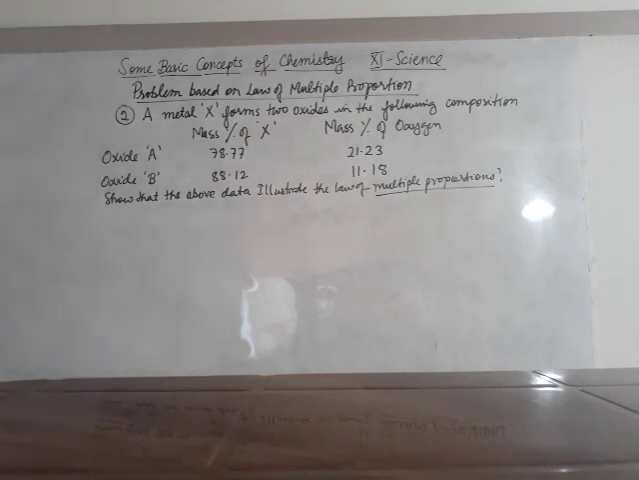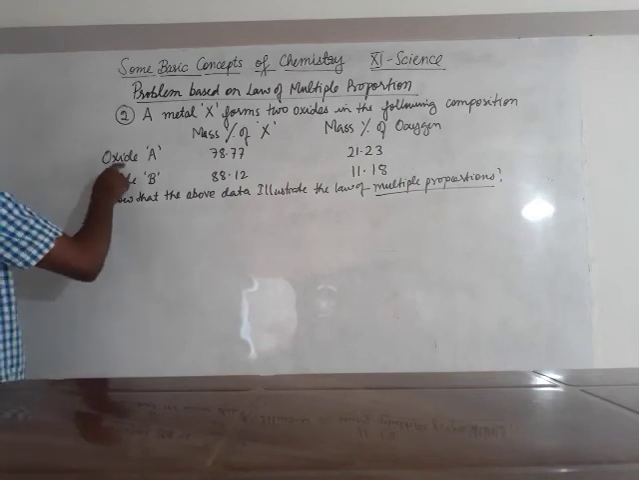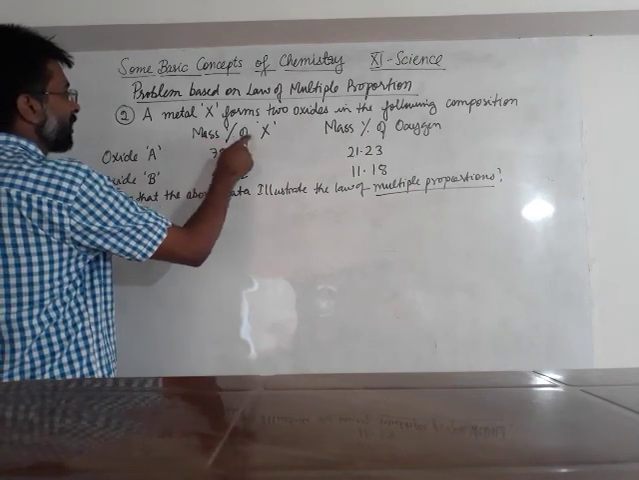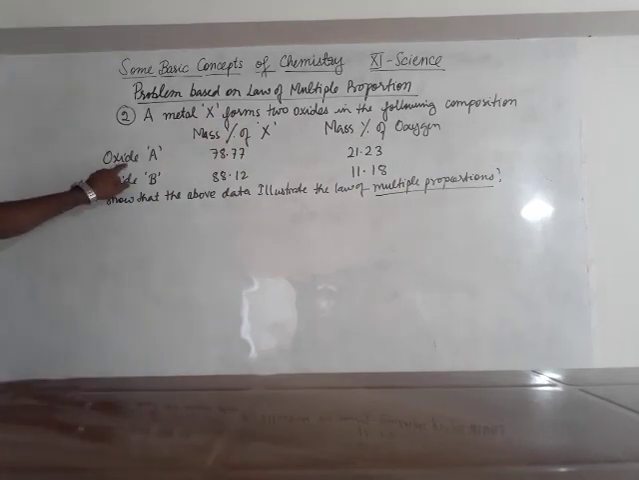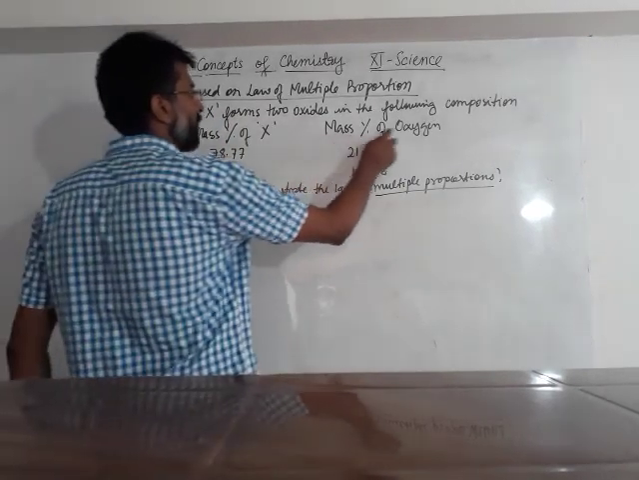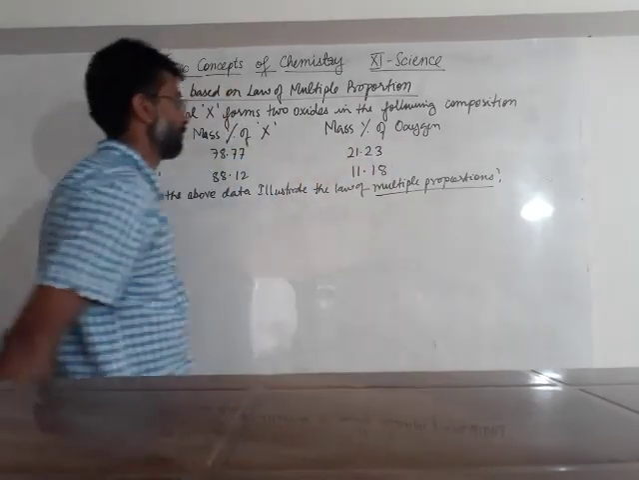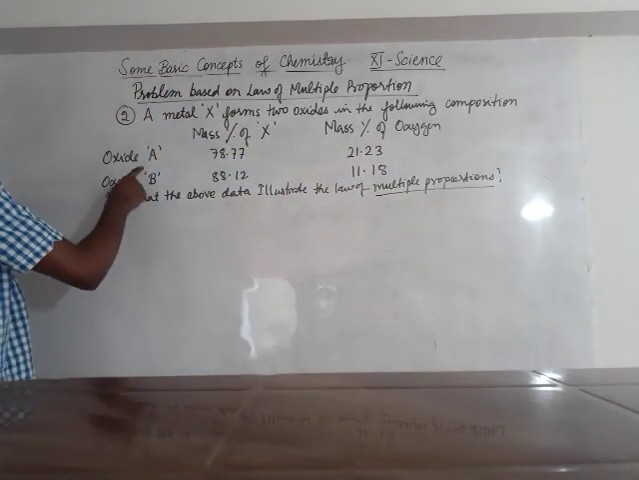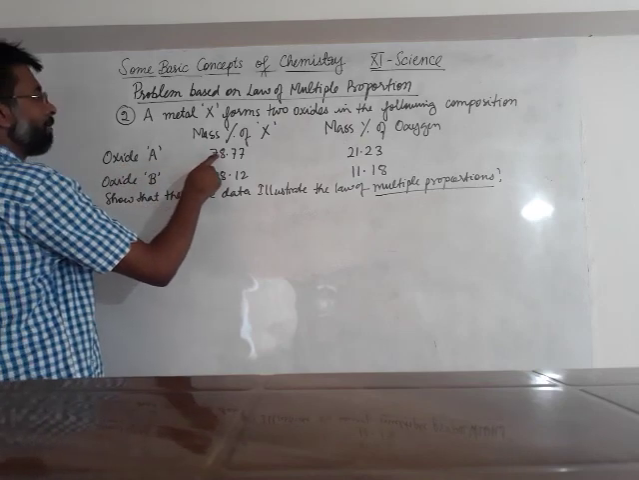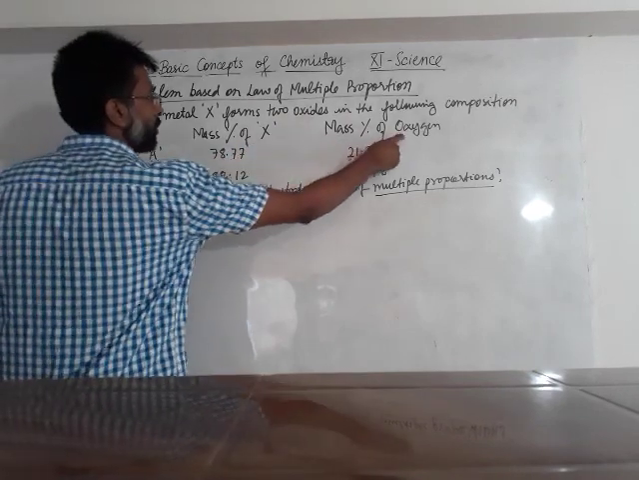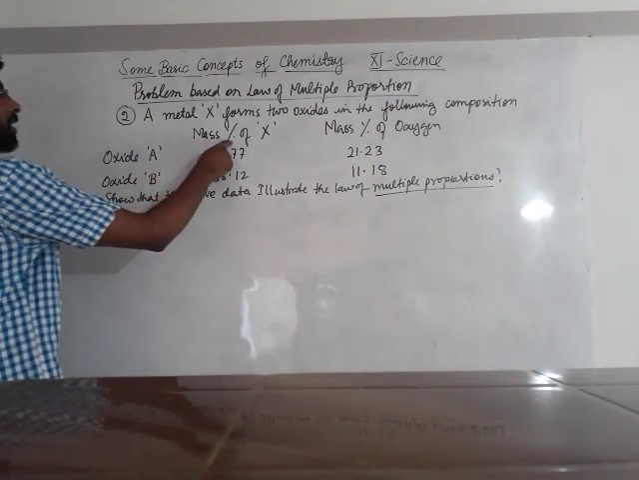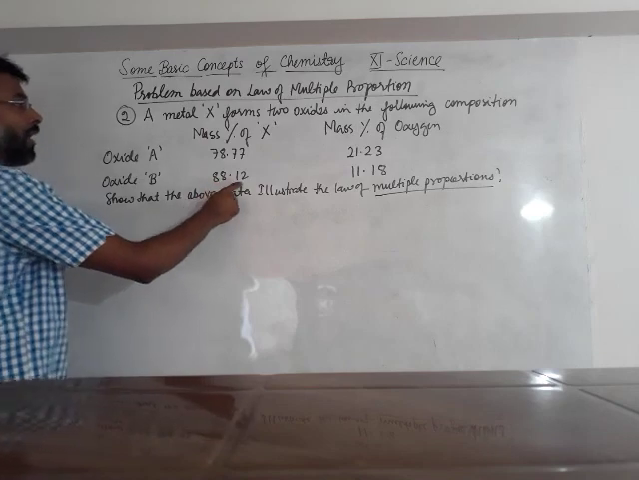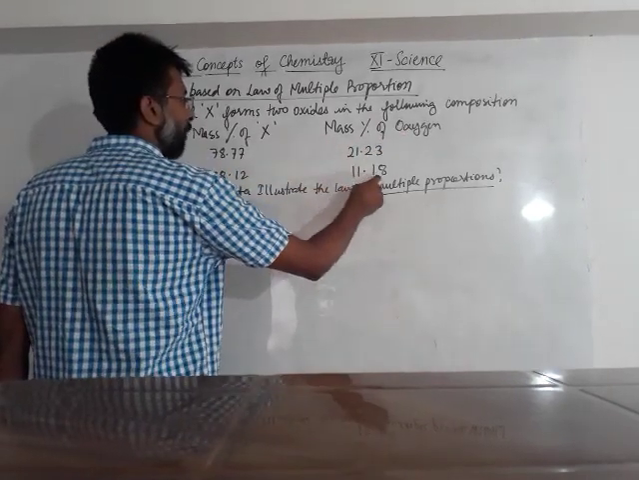Now, if you look at oxide A, the mass percentage of X is 78.77%. In the same oxide A, the mass percentage of oxygen is 21.23%. If you add the mass percentage of X and oxygen, it should be 100%. And in oxide B, the mass percentage of X is 88.12% and the mass percentage of oxygen is 11.18%.